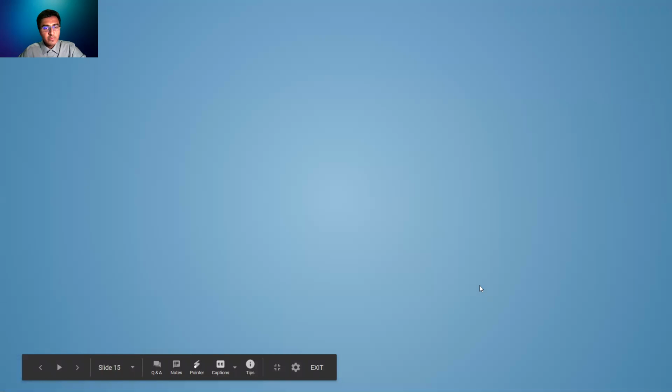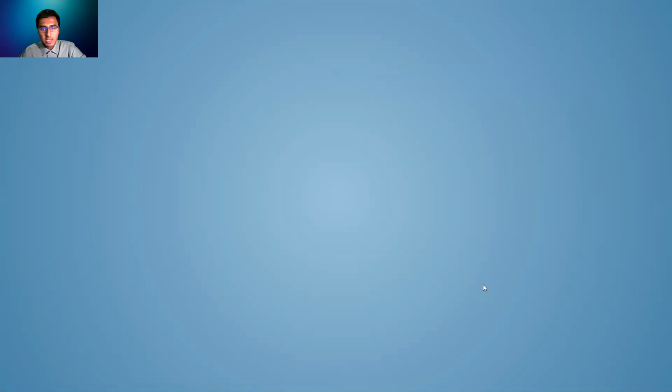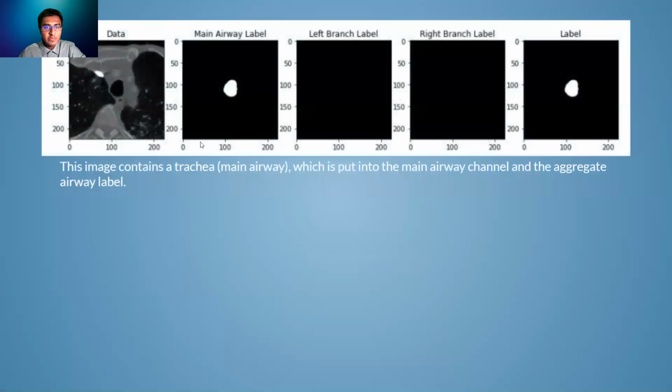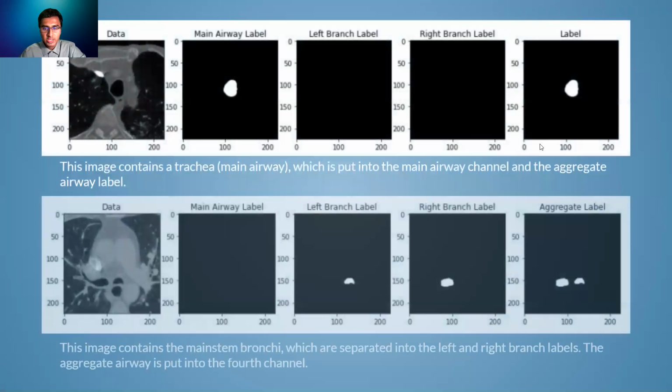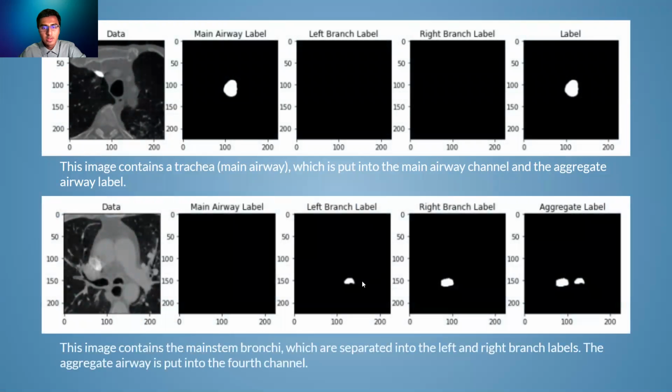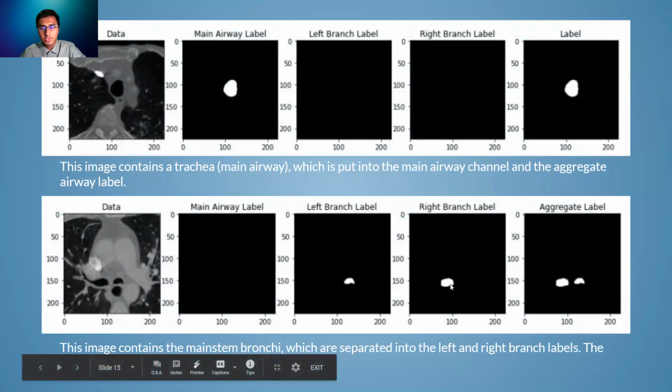It might be beneficial to see an example of the data and labels passed into the TBS net. This is an example of a trachea in the trachea channel and the aggregate airway channel. The TBS net was also trained on the left and right mainstem bronchi, shown here. The left and right branches are separated into their own channels, and the whole airway is shown once again in the aggregate airway channel.